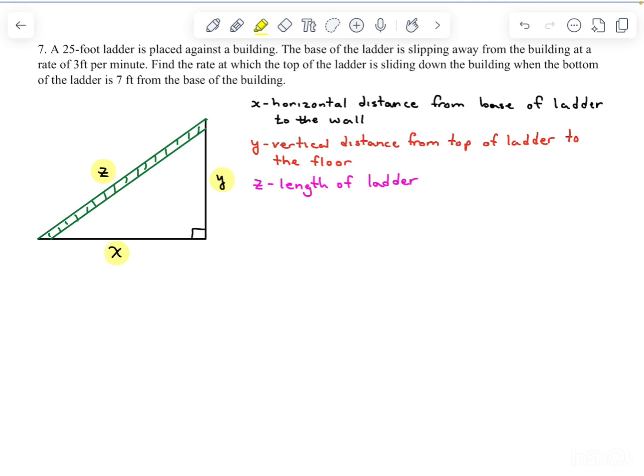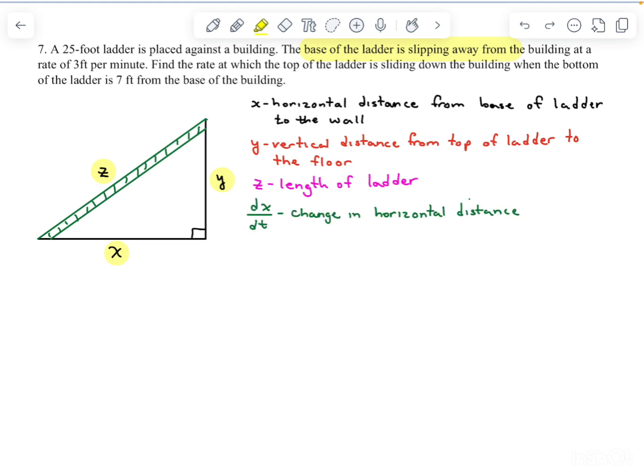We can identify two more quantities from the problem. The first quantity is the base of the ladder slipping away from the building. This represents a change in the horizontal distance, which is measured by a derivative. We'll call that derivative dx/dt, where t is minutes.